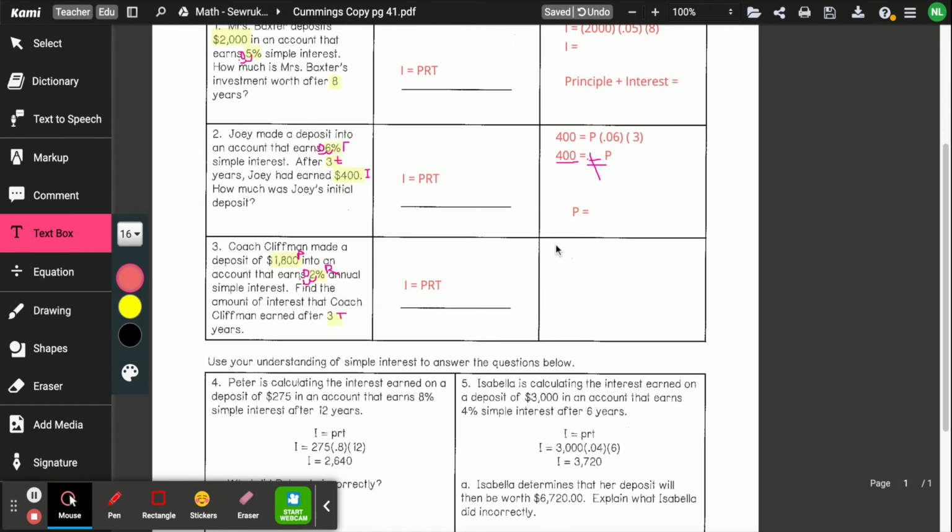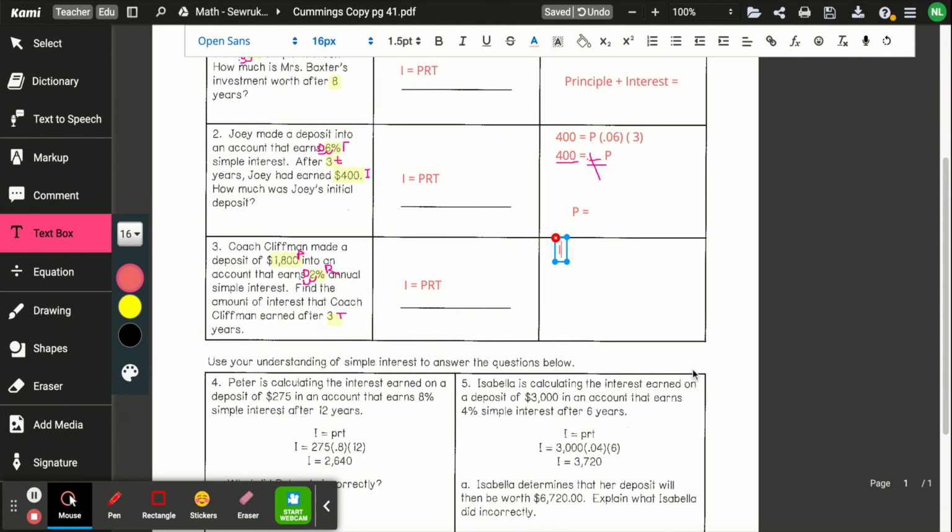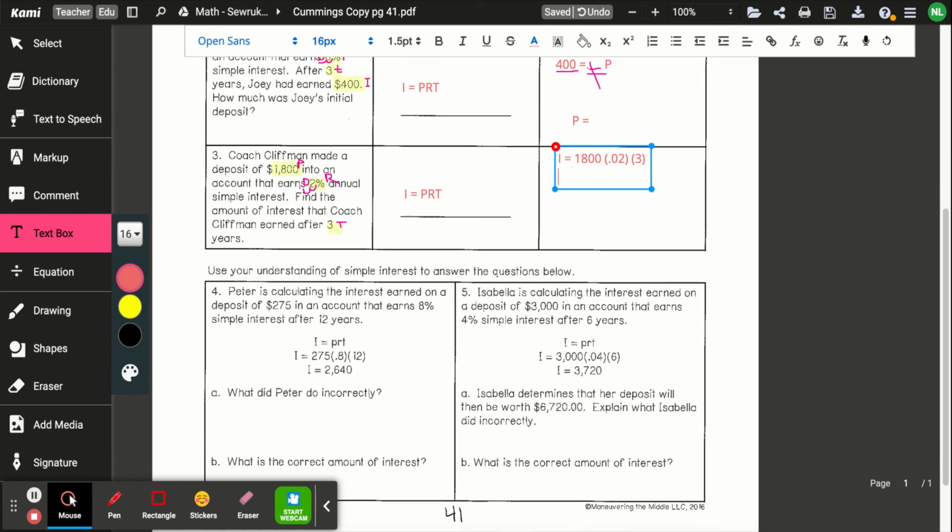So when I go back over here, I'm filling in I, because we don't know the interest. We need to find the interest. I equals P, which is 1,800 times 0.02, and then times 3. And what do you get?